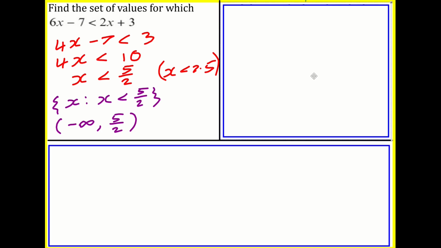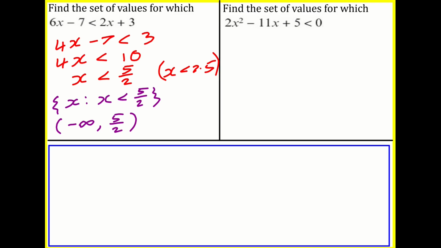Second question, find the set of values for which this is true. Okay, the first one was a linear inequality. This is a quadratic inequality, and we deal with them slightly differently. For this one, we're going to try and factorize it. So if it's going to factorize, it's got to be 2x and x. Of course, in theory, it may not factorize, but let's see if it does.